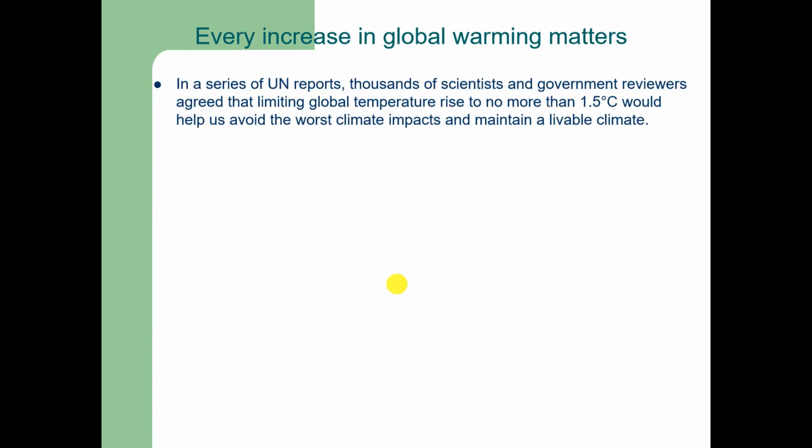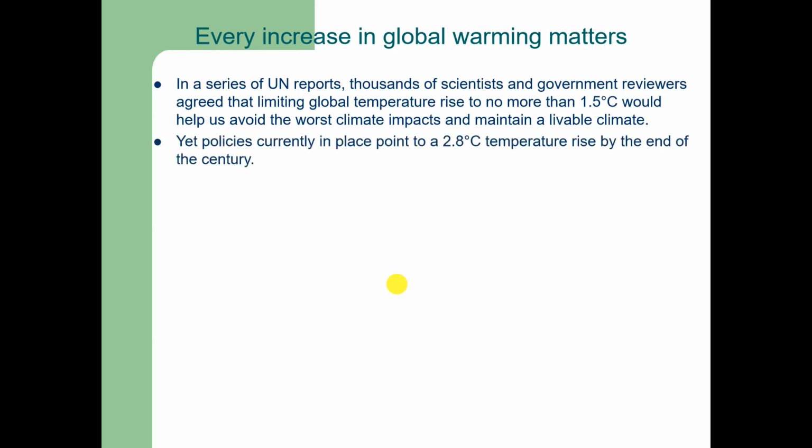Every increase in global warming matters because, in a series of UN reports, thousands of scientists and government reviewers agreed that limiting global temperature rise to no more than 1.5 degrees Celsius would help us avoid the worst climate impacts and maintain a livable climate. However, policies currently in place point to a 2.8 degree Celsius temperature rise by the end of the century, which is very challenging and alarming.